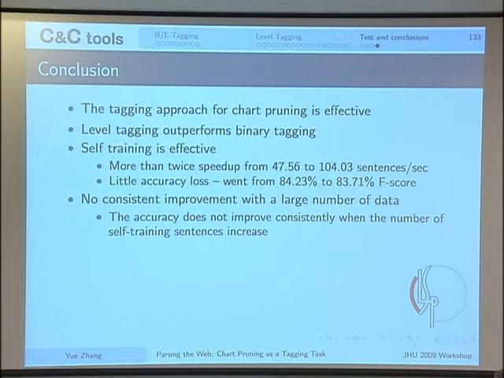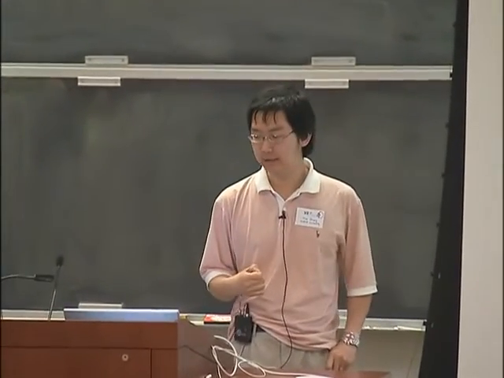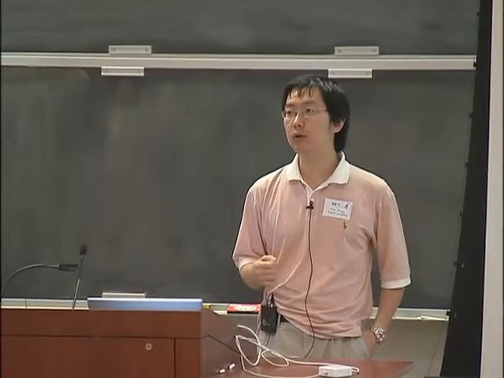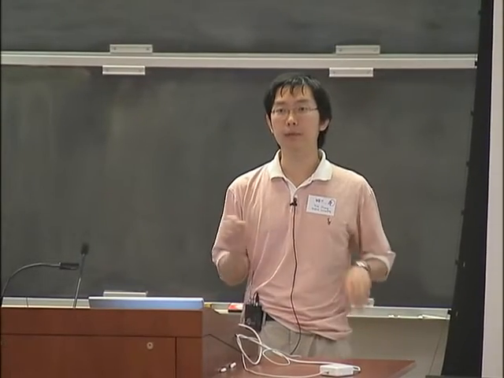So as a conclusion, we find that the tagging method is an effective method to prune the chart. And level tagging generally does better than binary tagging. We also found a positive result: self-training is effective. We achieved more than twice speed up, from 47 sentences per second to over 100 sentences per second, with a little bit of accuracy loss. However, a negative result is that we didn't find consistent improvement when we scale up the size of the training data. But we hope to do more study about this later. So I'll hand over to Tim.